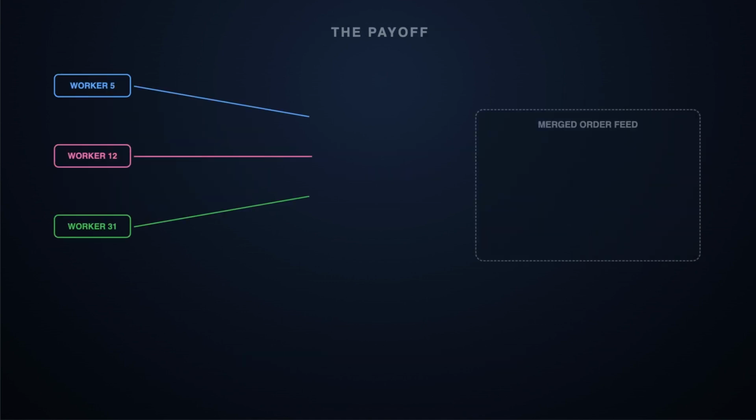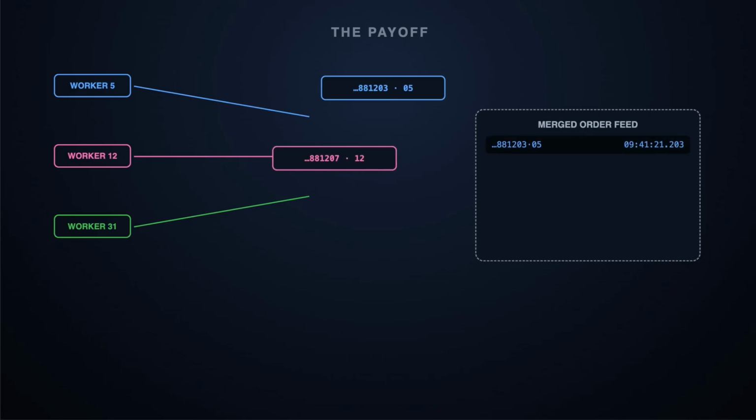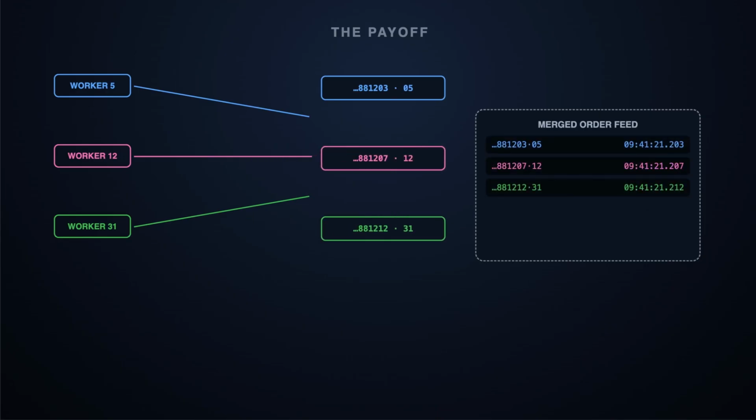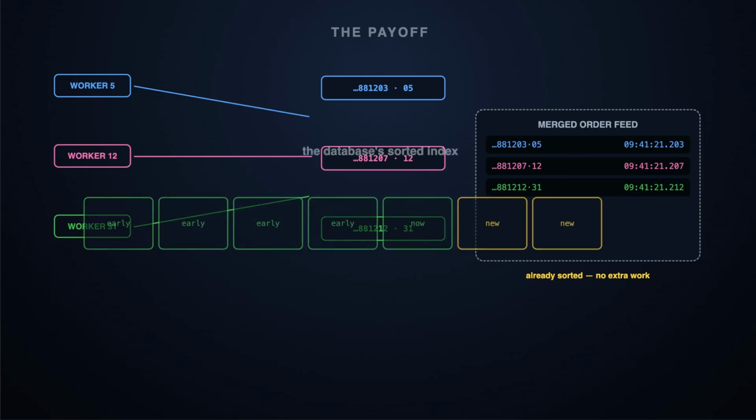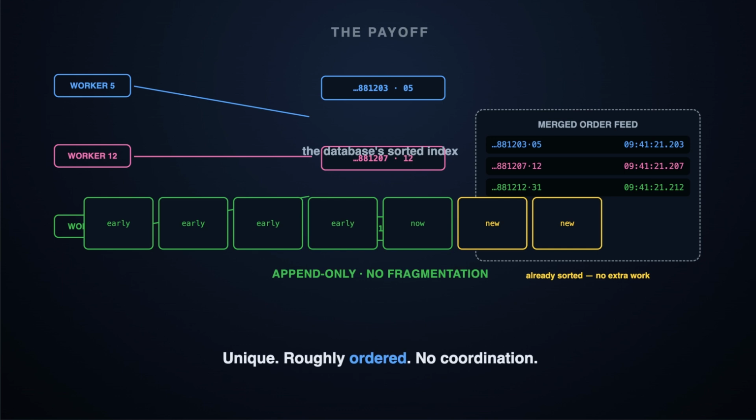Now merge orders from 100 different servers into one feed. Because the timestamp sits in the high bits, sorting the raw numbers sorts them by creation time too. New IDs keep landing at the end of the index instead of scattering everywhere, the way random UUIDs did. One 64-bit integer, unique, roughly ordered, and built with information the machine already had.